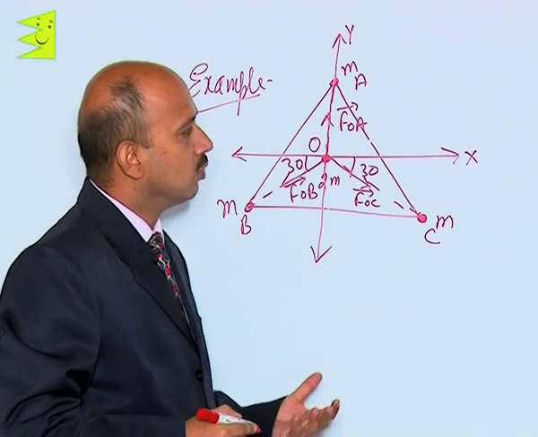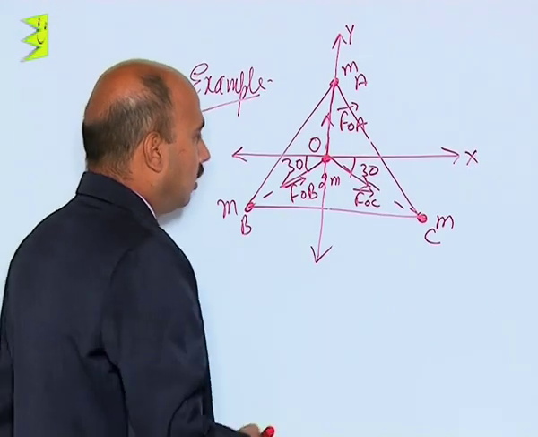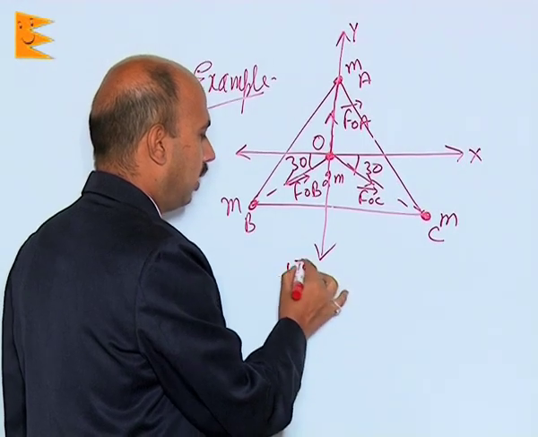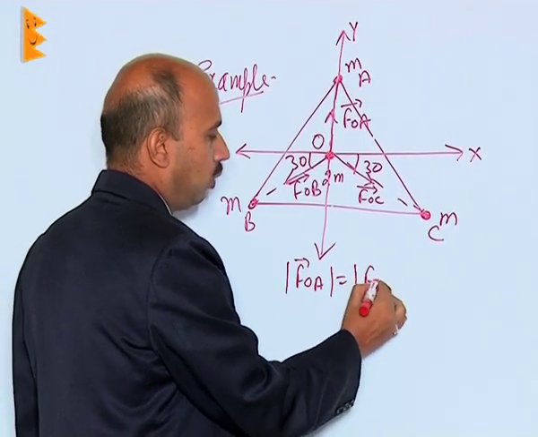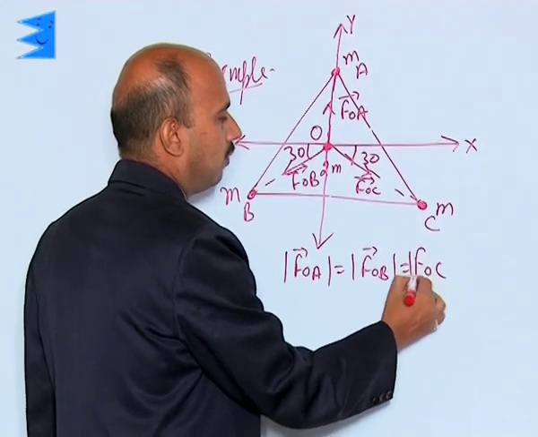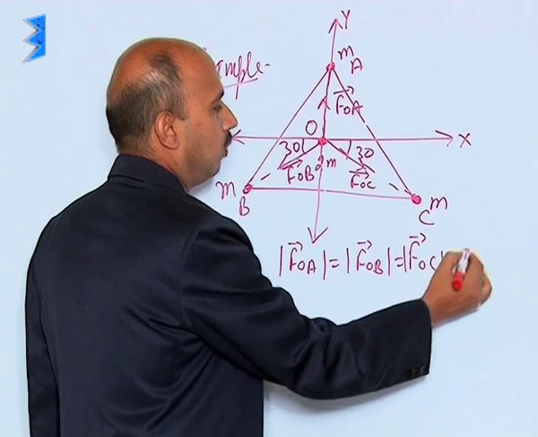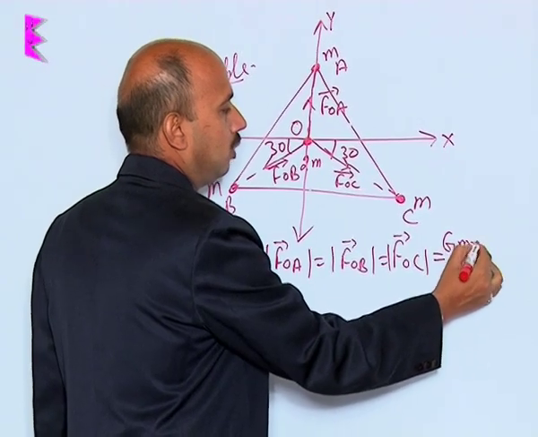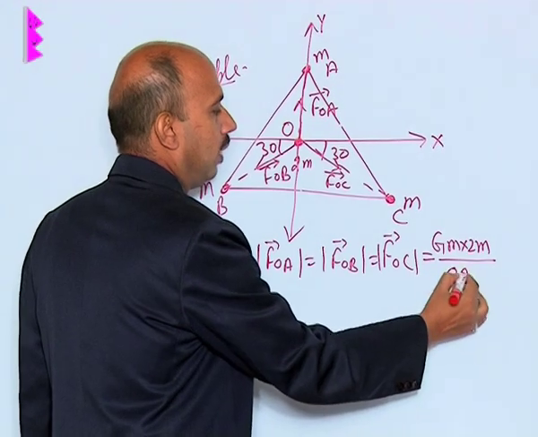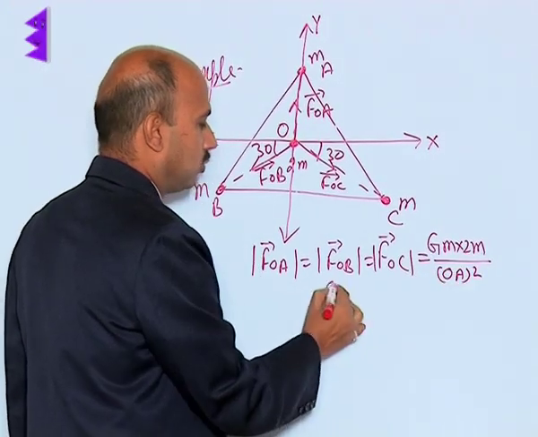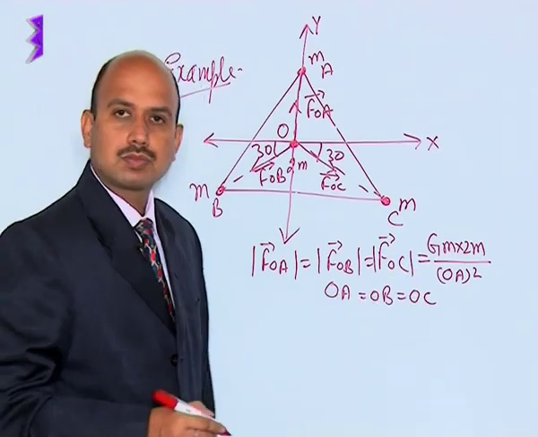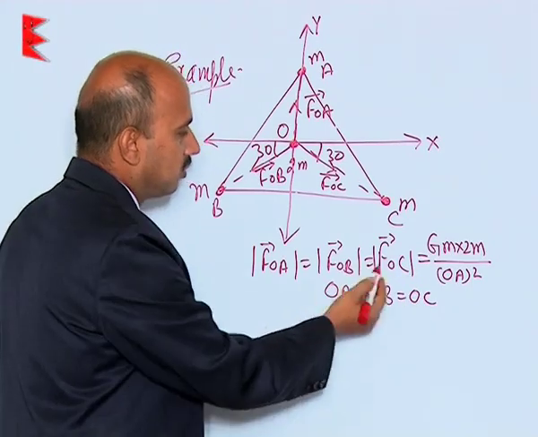So we first solve the x component. First we can write that the magnitude of FOA is equal to the magnitude of FOB is equal to the magnitude of FOC, that is equal to G m into 2m divided by OA square. And now see here, OA is equal to OB is equal to OC. So all these forces are equal.